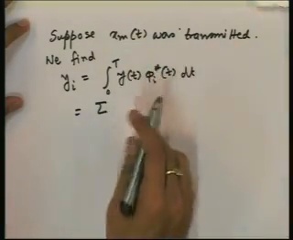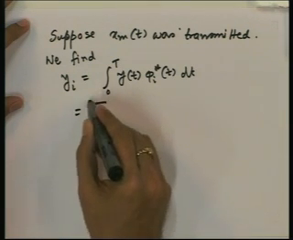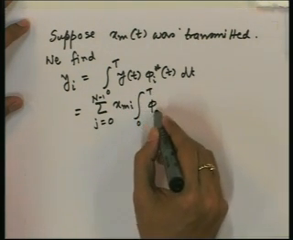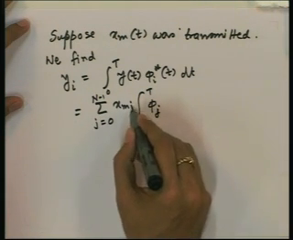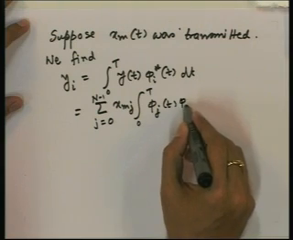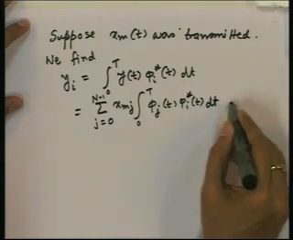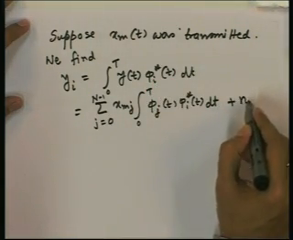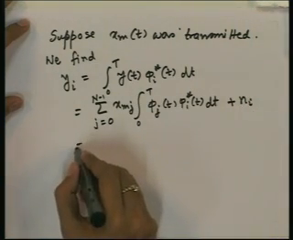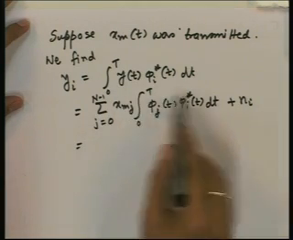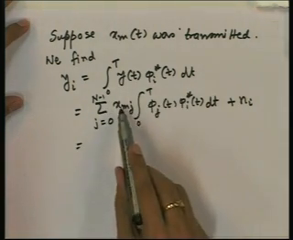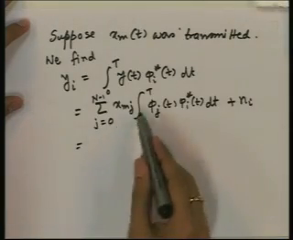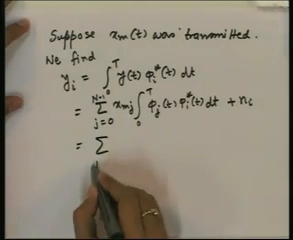Now, for the x_m(t) part, we can write this way, sum over j equal to 0 to n minus 1 of x_mj times the integration from 0 to T of phi_j(t) phi_i(t) dt, plus the integration of the noise after multiplying by this. We will assume that that is n_i. Now, what is this integration? This is obtained by taking only the x_m part here, and x_m is the summation over j equal to 0 to n minus 1 of x_mj phi_j(t). We have seen that here. So, taking the integration inside the summation, we get this. Now, what is this integration?